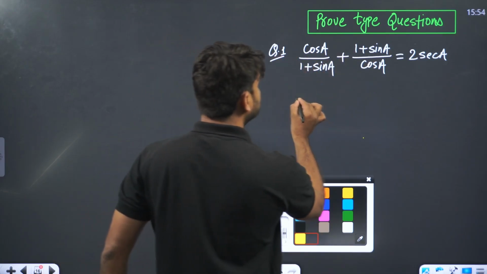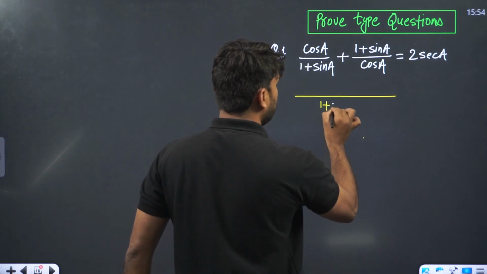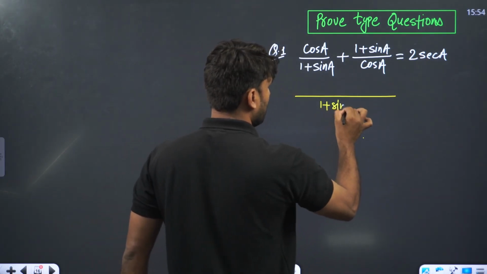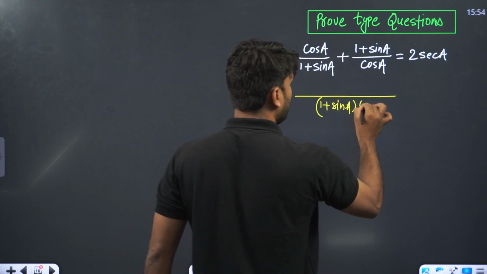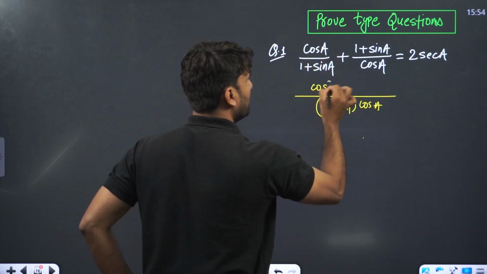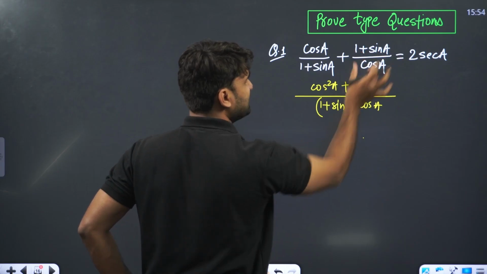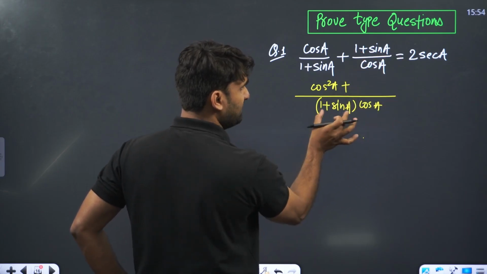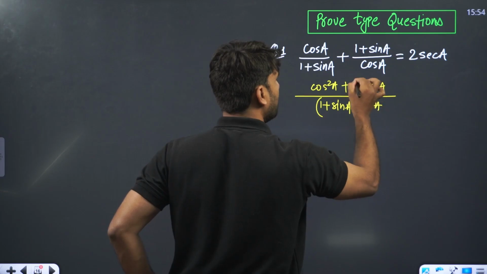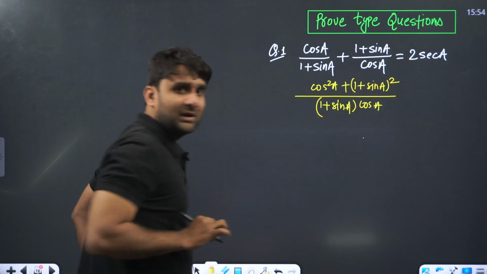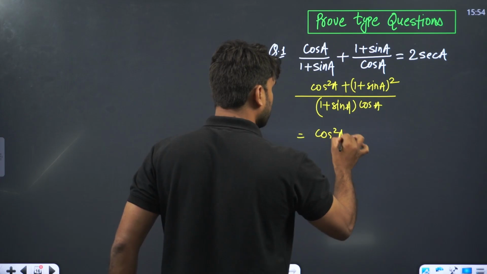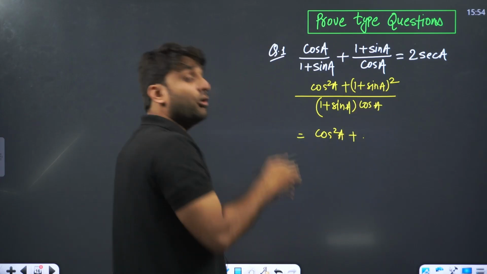So if we take LCM, the LCM will be 1 plus sin A into cos A, right? This cos will multiply here, giving cos square A, and this is cos A, so 1 plus sin A will multiply there, giving 1 plus sin A whole square. Clear everyone? Now let's solve. Cos square A, and this is 1 plus sin A whole square.